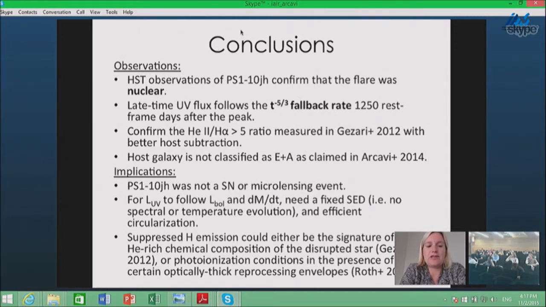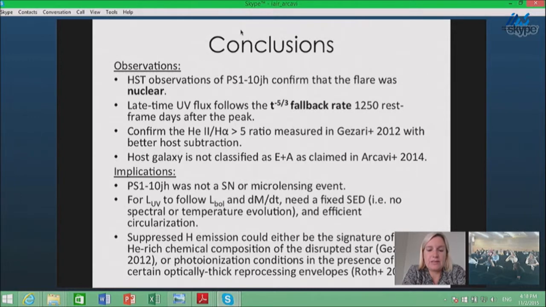We also need efficient circularization because we seem to rapidly be following the mass accretion rate without any delays in the radiative output. And then finally, the suppressed hydrogen emission could be the signature of the helium-rich chemical composition of the disrupted star, so perhaps this was analogous to stripped supernovae. This would be a stripped tidal disruption event, so that the star was already lacking its hydrogen envelope.